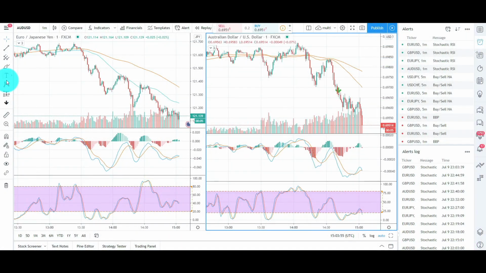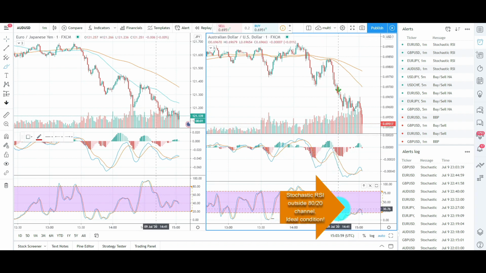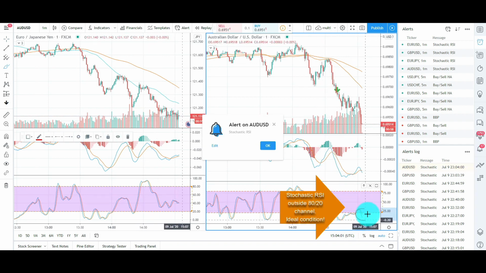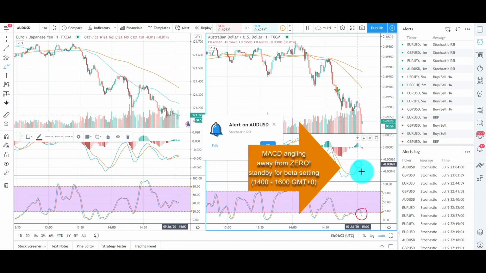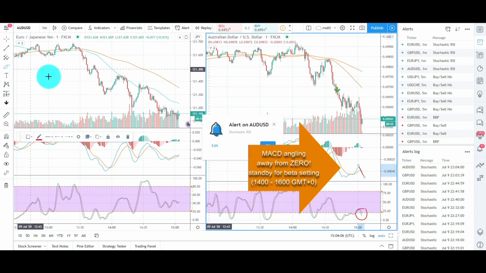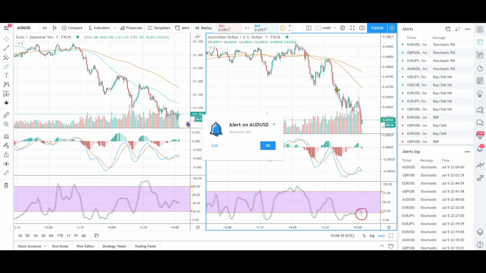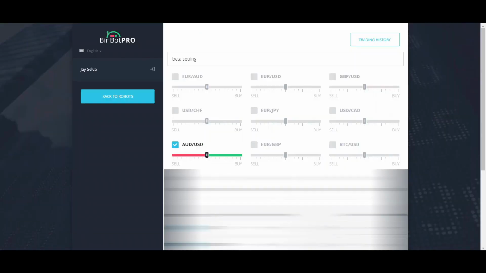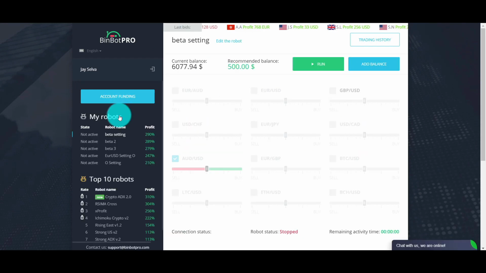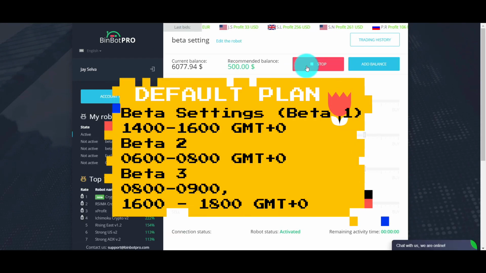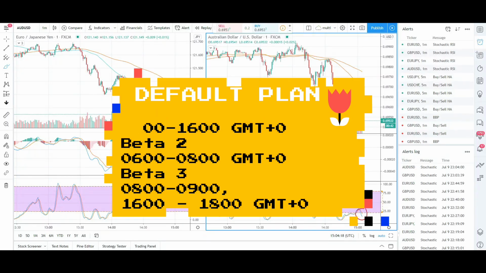Alright guys, so I have a situation with AUD USD. Right now the stochastic RSI for AUD USD has gone outside the channel, and at the same time the MACD has an angle that is moving away from the zero line. So this is ideal for the beta settings. Right now the time is 1500, so I'm going to change the settings to AUD USD. I'm going to turn the robot on right now and wait for a trade.